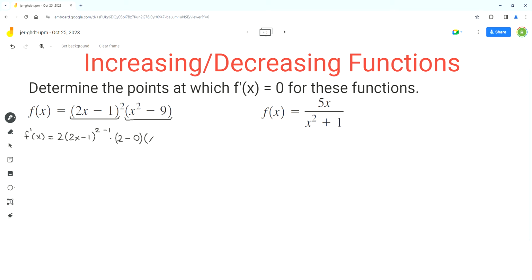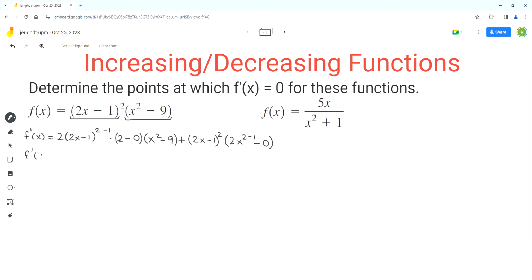Then times the second function, and then plus the first function, so (2x minus 1) squared times the derivative of the second function, and the second function is x squared minus 9. So the derivative of x squared is 2x as per the power rule. We move the exponent 2 to the front and subtract 1 from 2, and then minus 0 because 9 is a constant. So now we can simplify this expression.